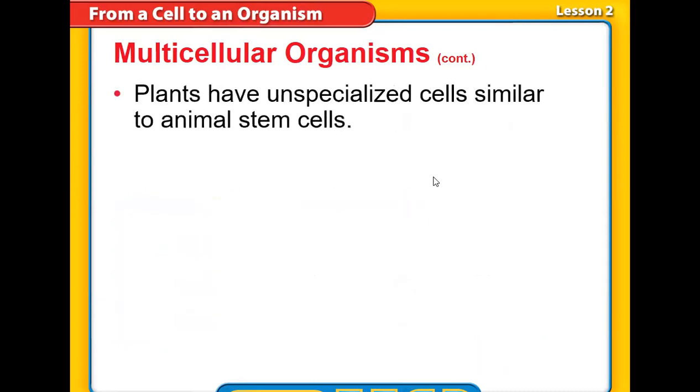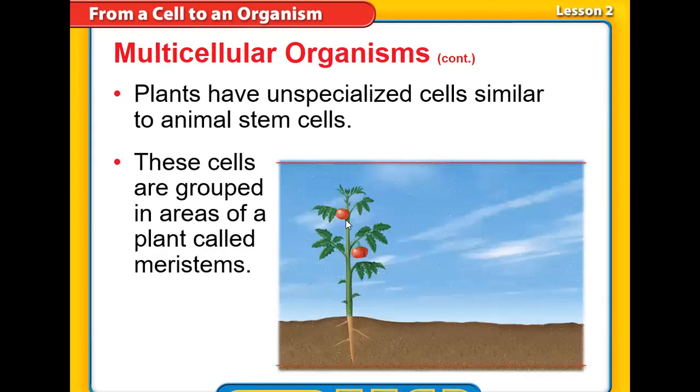Plant cells also have unspecialized cells, which are like the stem cells found in animals, and we call them the meristem cells. These meristem cells, we could find them in certain locations in the plants. We could find them at the tip of the stem, or at the tip of the root, which ensures the continued vertical growth of the stem upward and the vertical growth of the root downward.